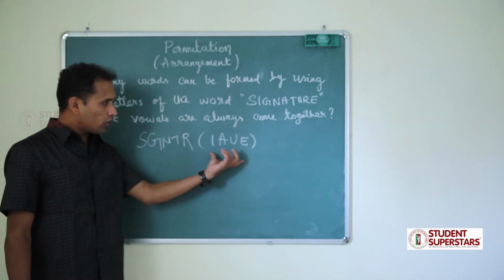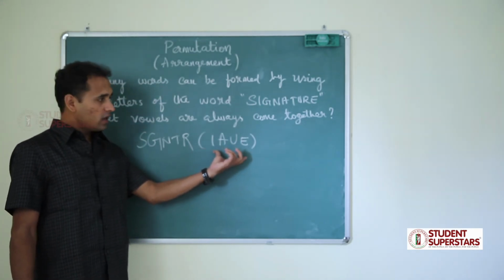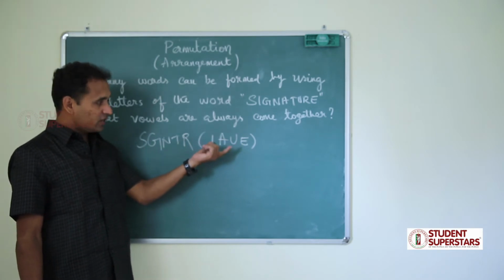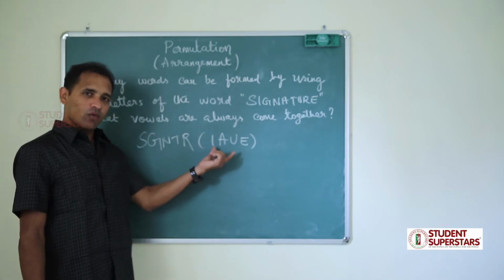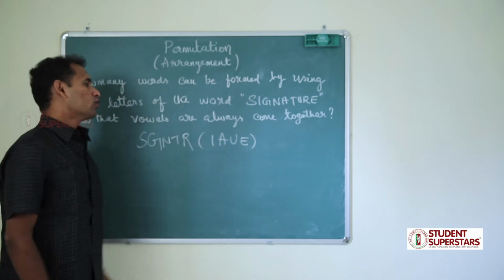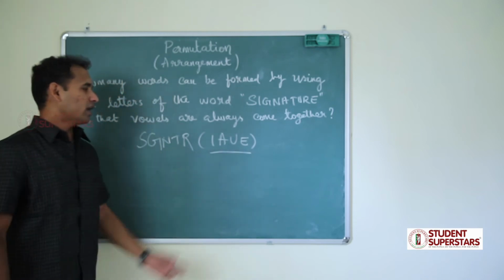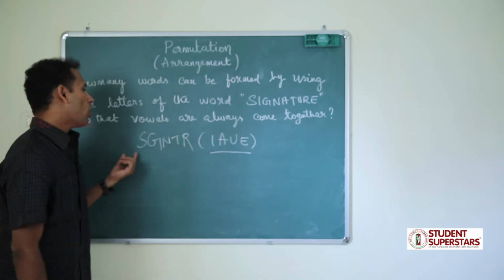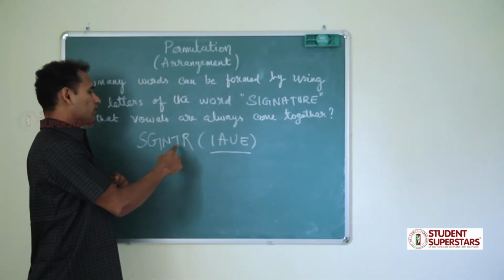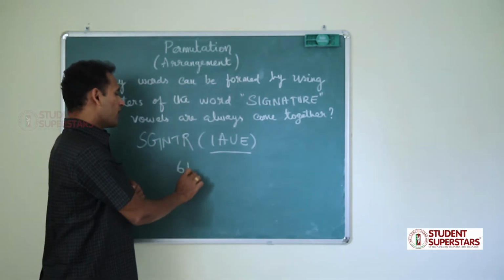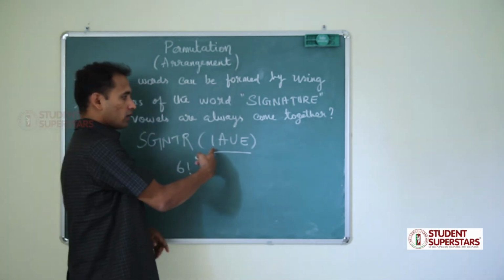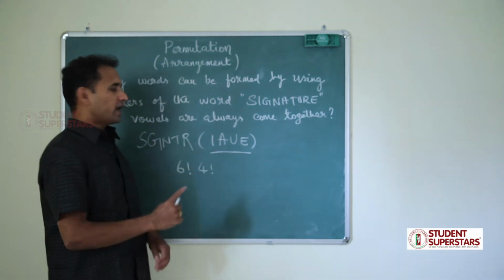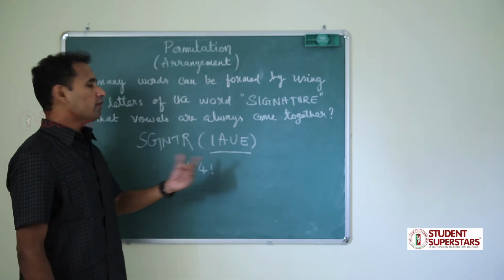So these vowels should come together. Always together means I, A, U, E can be interchanged. There can be arrangement within these vowels, but they should come together. So now consider this entire set of four vowels as one letter, because it always comes together. How many letters? 1, 2, 3, 4, 5 and 6. So 6 factorial ways we can arrange. Here, how many vowels? 4. Within the 4 there can be arrangement. So 6 factorial and 4 factorial.